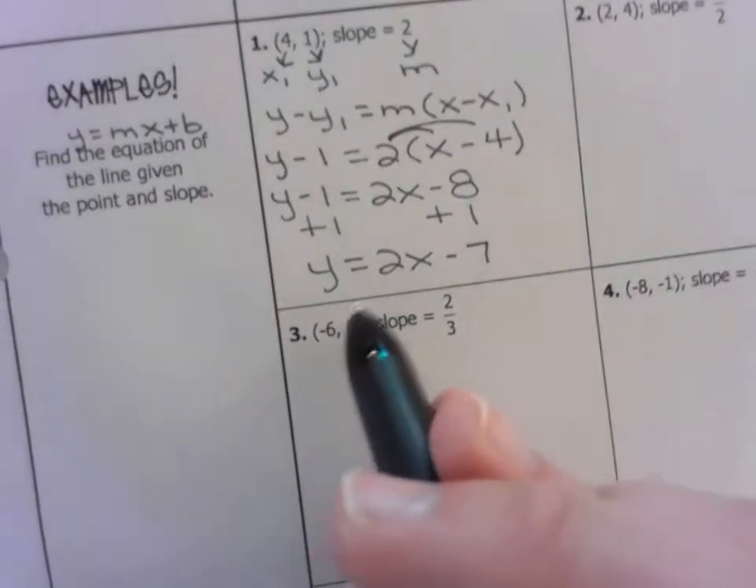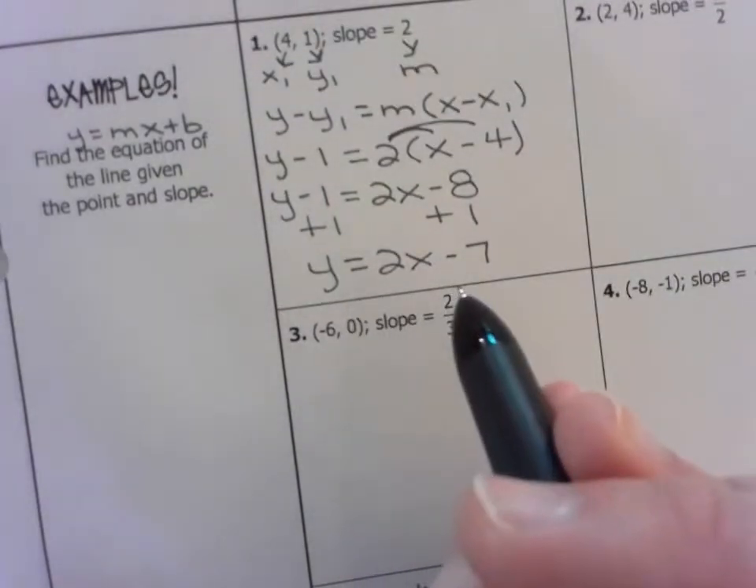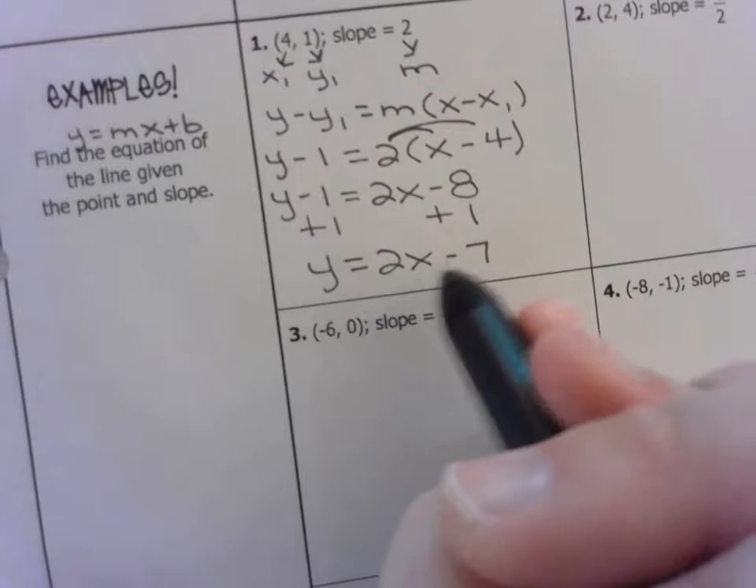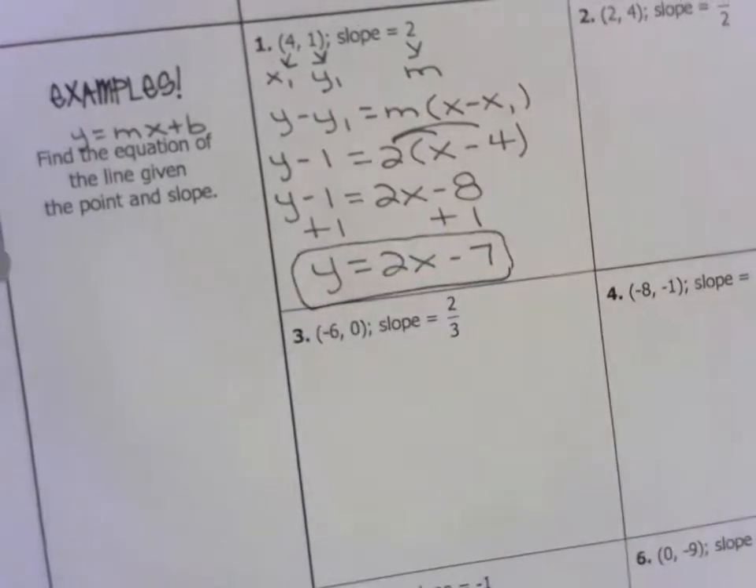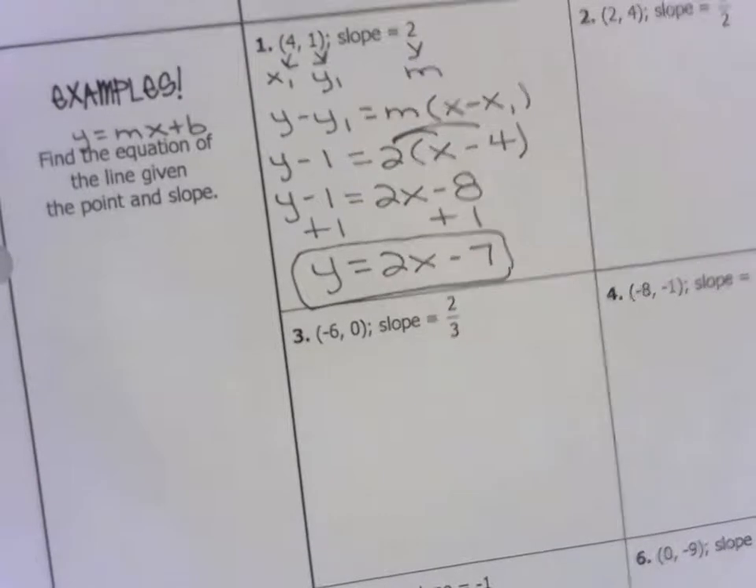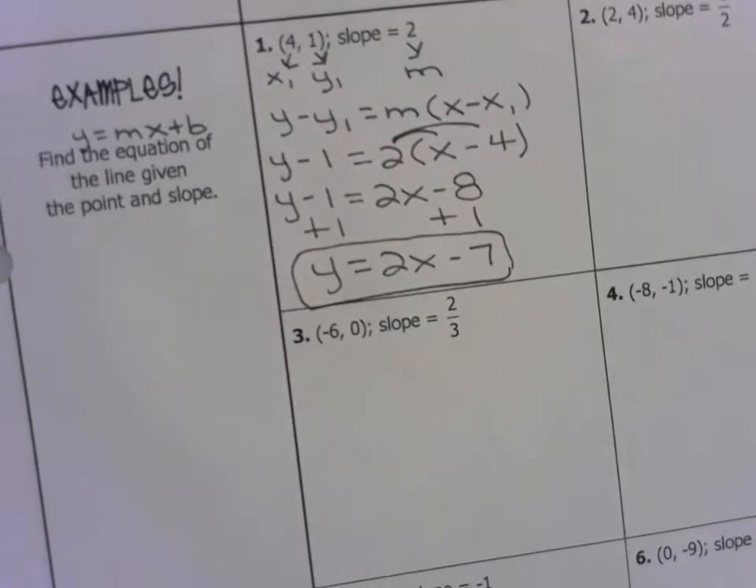Okay, is this in slope-intercept form? Yes. Yes, y equals mx plus b. Y is solved by itself, so that's slope-intercept form, that's it. You guys can do this. We are plugging in numbers, we are distributing, and we are solving an equation for y. We've done all these steps before, we're just putting them together.